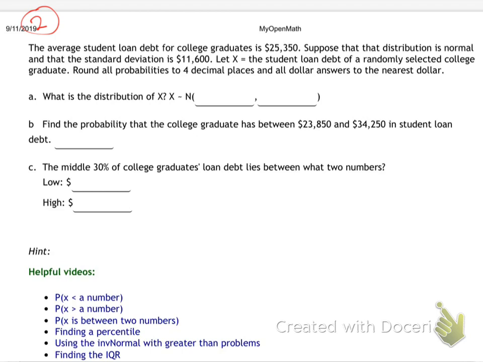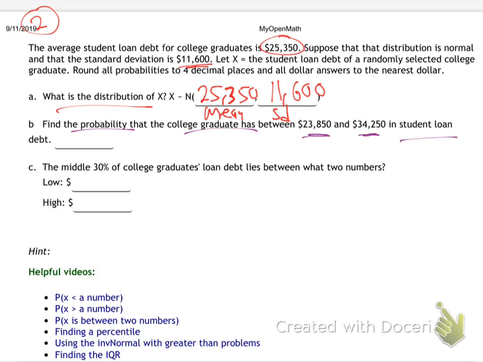First off, what is the distribution? Every time, you're just going to put the mean and the standard deviation. What's the mean? What's the average student loan debt? 25,350. So the mean is 25,350, and the standard deviation is 11,600. It's a lot of debt. Now find the probability that the college graduate has between this and this in student loan debt.